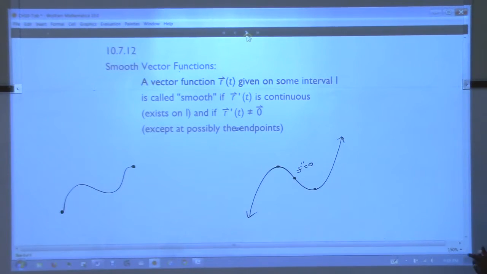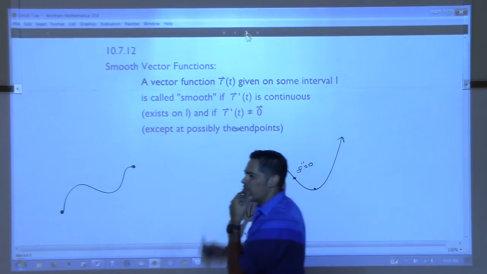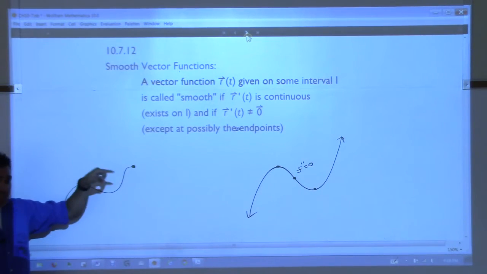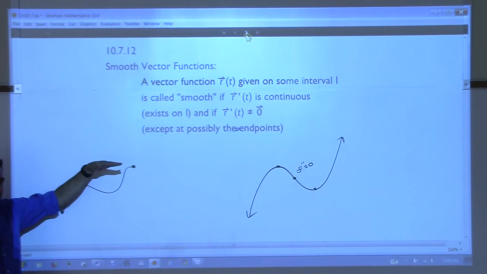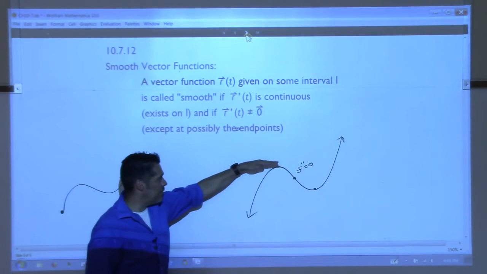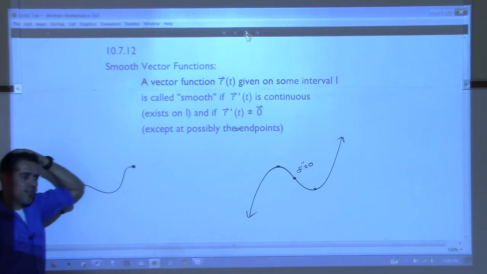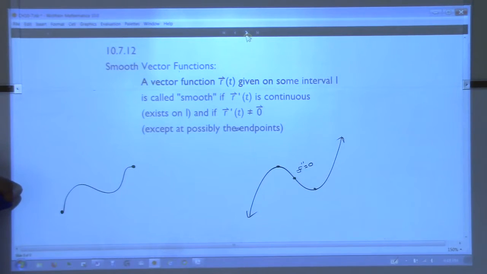Here, with vector functions, we're going to say our vector function is smooth so long as the first derivative is not 0. Back in Cal 1, when the first derivative was 0, that's where we found max and mins. But here, when first derivatives are 0, it somehow messes up the smoothness of our graph.